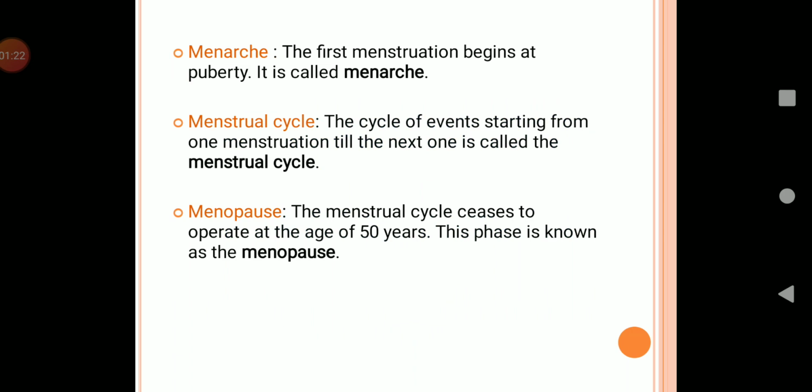There are a few terms we should know. Menarche: the first menstruation, which begins at puberty, is called menarche. The menstrual cycle is the cycle of events starting from one menstruation till the next one. Menopause: the menstrual cycle ceases at around the age of 50 years. This is known as menopause.